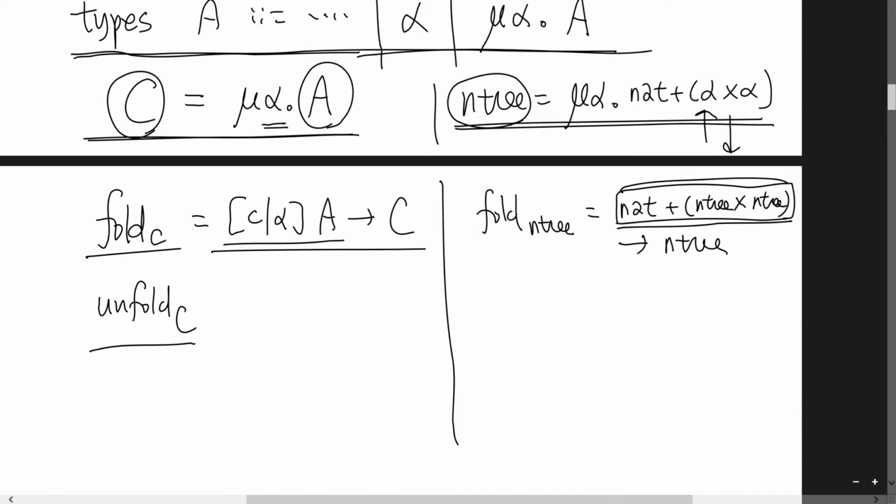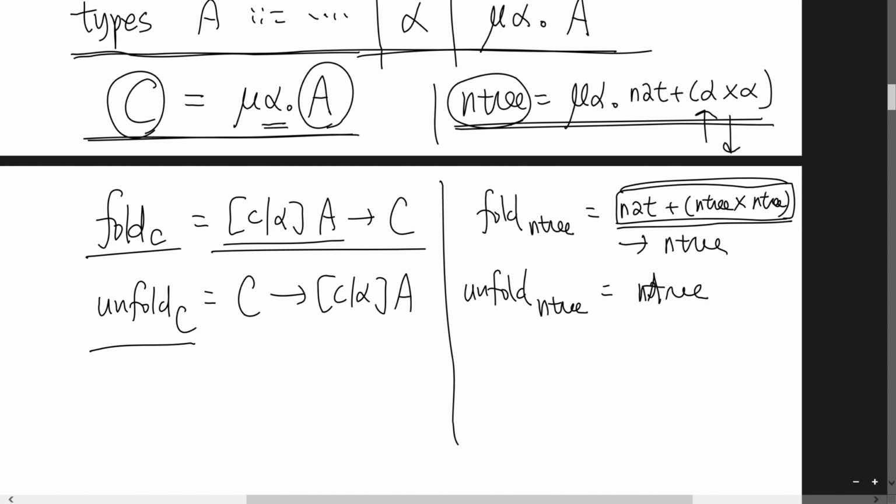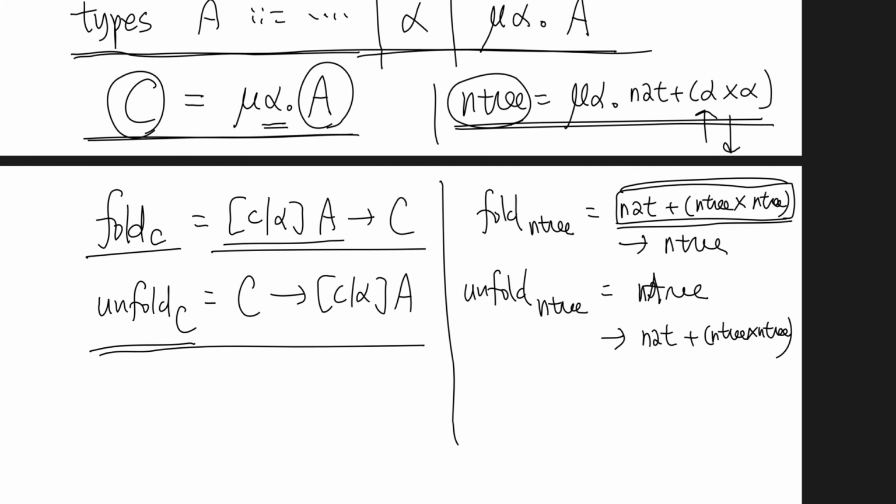And unfold is the opposite. It takes C and returns C for alpha in A. So for instance, unfold nat3 is going to have type, give me natural number 3. Then I'm going to unfold it or expand it. So it returns nat plus nat3 times nat3. So that's pretty much the key idea in this iso-recursive approach to interpreting recursive types.